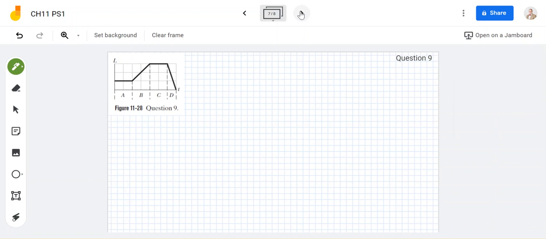All right, question 9. Question 9 says, you have this graph here. It gives the angular momentum, L, of a wheel versus time. Rank the 4 lettered intervals according to the magnitude of the torque acting on the wheel, greatest first.